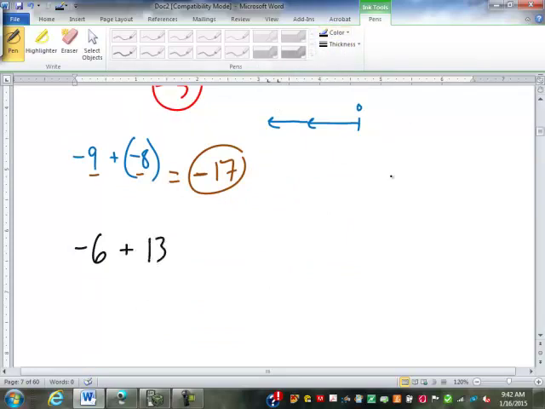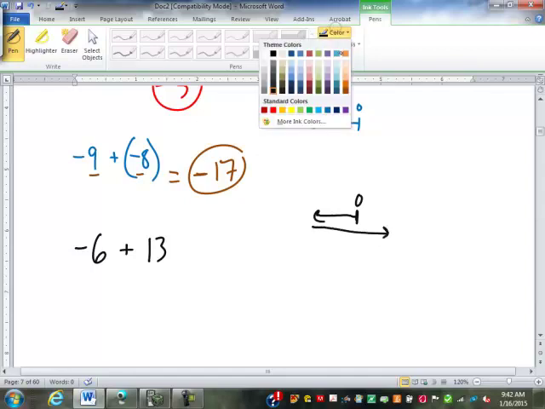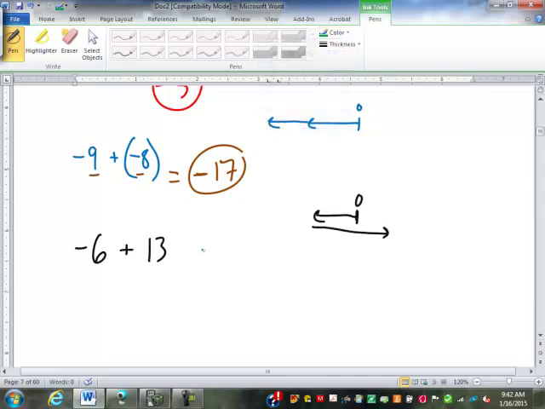We could have -8 or -6 plus 13. Here's 0. There's -6. 13 is positive, so it goes the opposite direction, and it is longer. So we go past 0. That's telling us that we get over into the positive range. And the arrows go opposite direction, so it is the difference between 6 and 13, which is 7. So it's a positive 7.